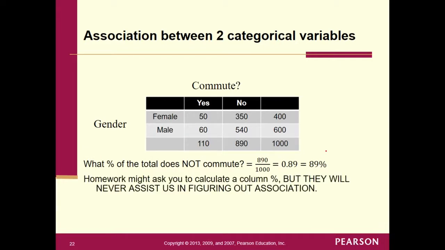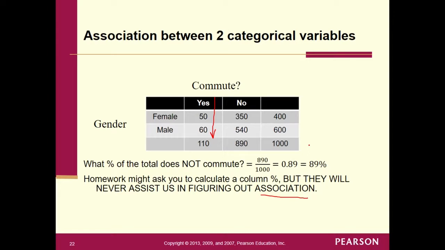So I'm going to stress this again. Homework might ask you to calculate a column percentage, but those column percentages will never assist us in figuring out if there's an association. As long as we put the explanatory variable here and the response variable here, doing the analysis this way will not help us figure out if these things are associated. This is more something that the authors of WebAssign decided to ask you, and there is some worth in it. However, in answering the questions, if the two variables are associated, these column percentages will not help us.